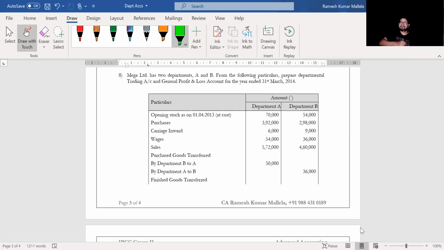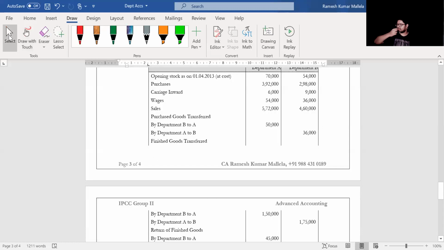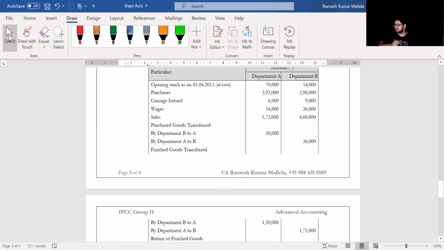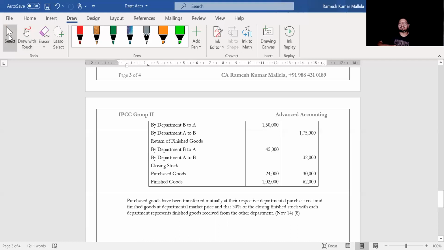I'll read out the question, please see. Mega Limited has two departments, A and B. From the following particulars, prepare departmental trading P&L account for the year ended 31st March 2014. I think this is a simple trading problem. So you have opening stock plus purchases, carriage inwards, wages, sales, purchased goods transferred by A to B and B to A, finished goods transferred by A to B and B to A, return of finished goods from A to B and B to A, closing stock, purchased goods, finished goods, both are there.